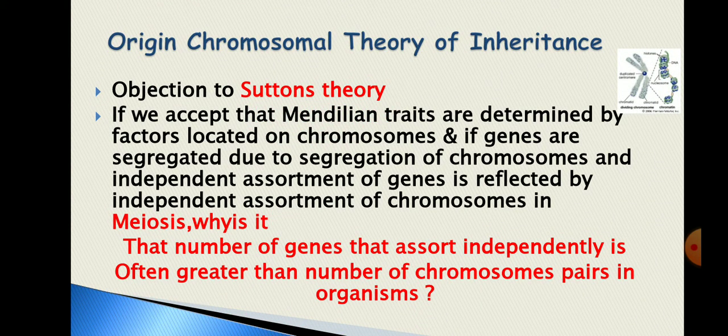Objections were raised to Sutton's theory. If we accept that Mendelian traits are determined by factors located on the chromosomes, and if the genes are segregated due to segregation of chromosomes, and independent assortment of genes is reflected by the independent assortment of chromosomes in meiosis, why is it that the number of genes that assort independently is often greater than the number of chromosome pairs in the organism?